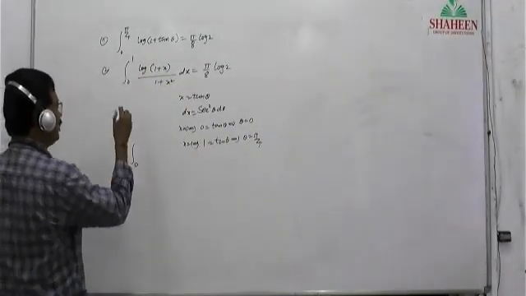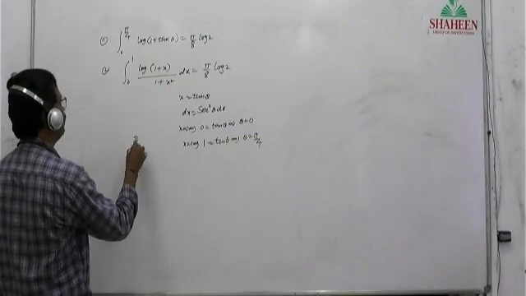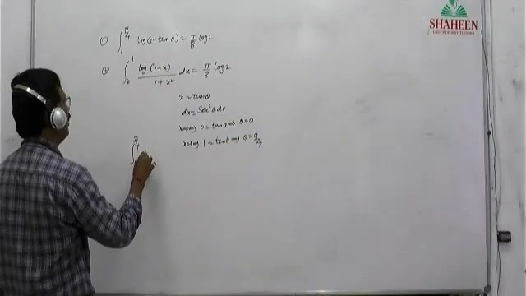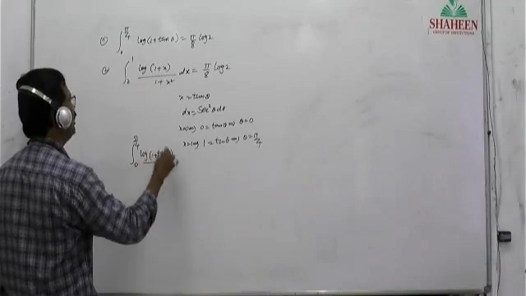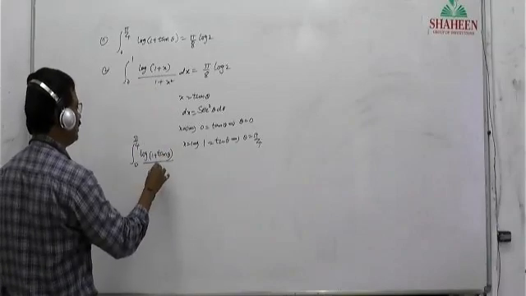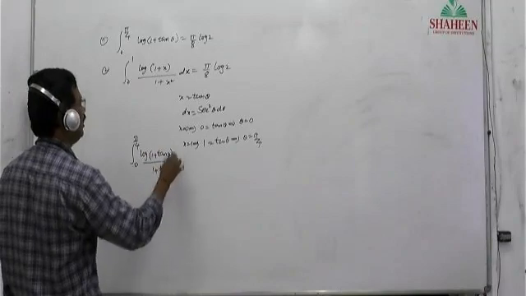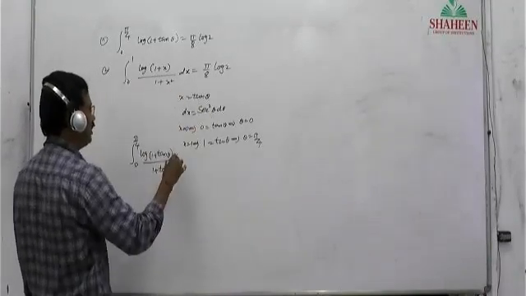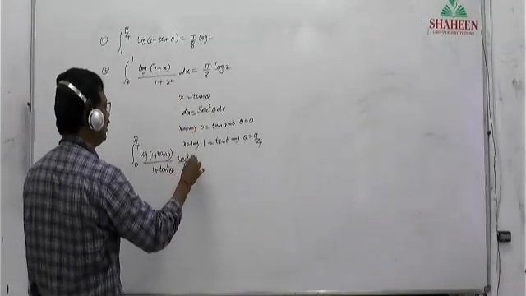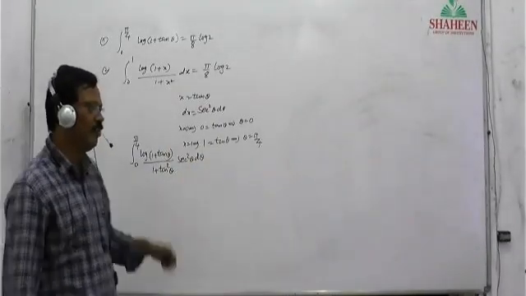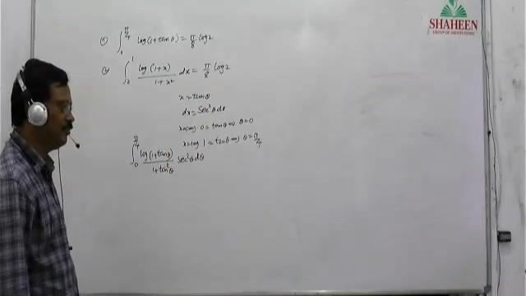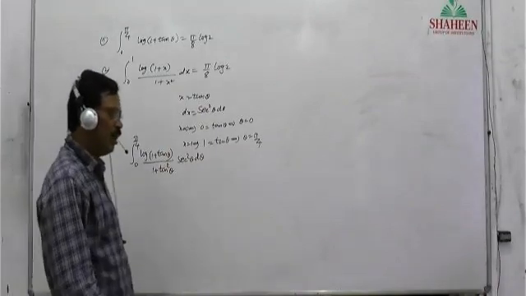Now let us substitute in this. The integral from 0 to pi by 4 of log of 1 plus tan theta, divided by the denominator 1 plus tan square theta, and dx is sec square theta d theta. Okay, now we substituted and we got it like this. Is it okay?